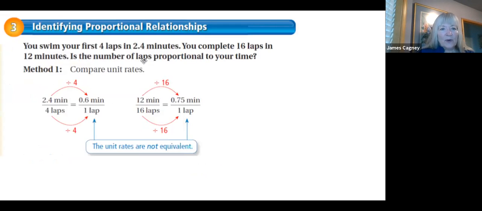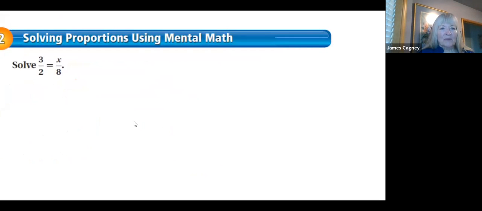Here, identify whether they are proportions. Oh, sorry, I shouldn't have put this one in. This one is just saying that I'm comparing rates again. I'm going to say, are they the same? The unit rates are not equivalent. So I can check that. And this one I did, but it didn't really have to do with solving proportions. Here we're going to solve proportions.